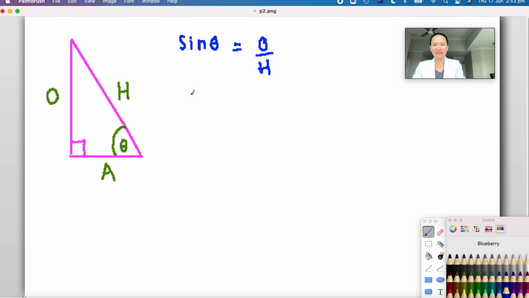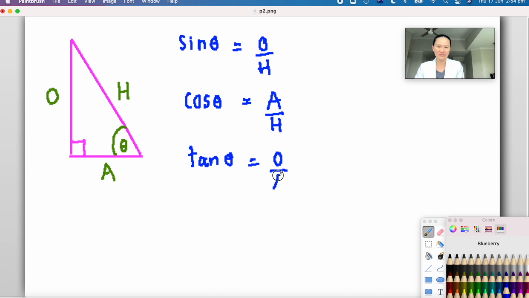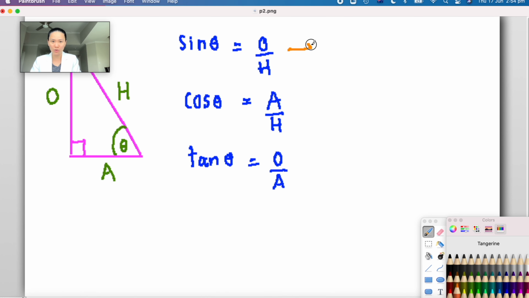We continue with the next one, cos theta. Do you remember that sine is opposite over hypotenuse? Cos is adjacent over hypotenuse. And tan theta equals opposite over adjacent. The next step that you need to know, and we're going to apply all of this knowledge in our question, is sine and cosec.